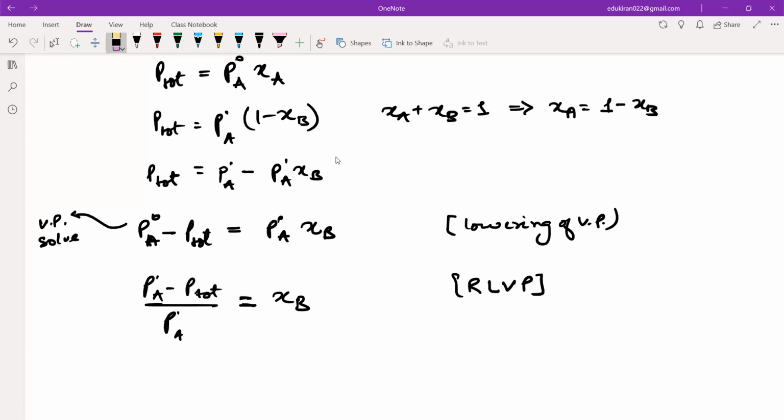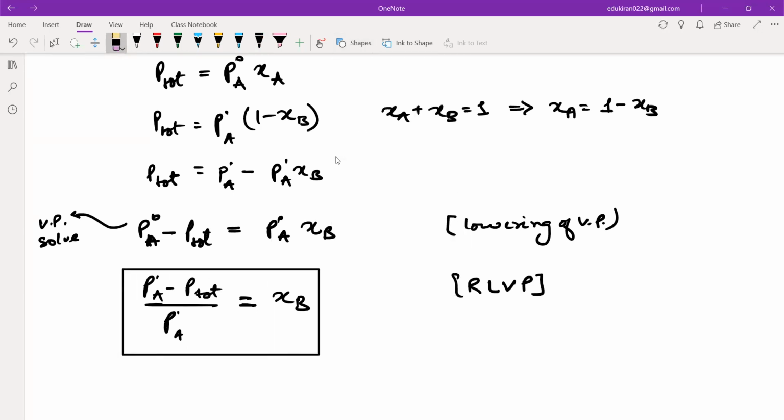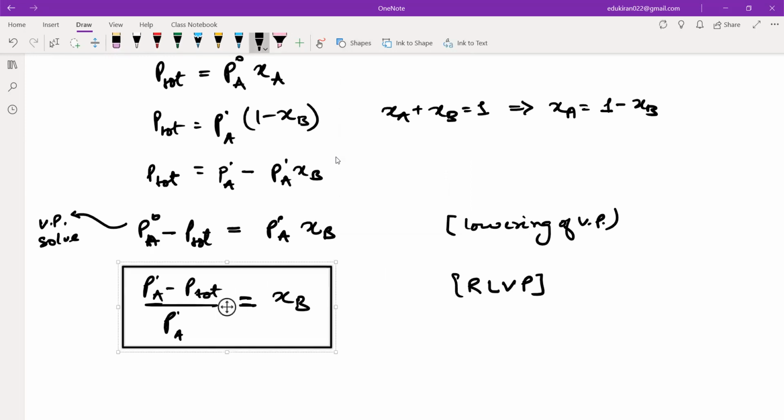And this is only dependent on chi B, that is the mole fraction of the solute, and it does not depend on the nature of solute. It just depends on the number of solute particles. Will you please write this down? Let me know when you're done.